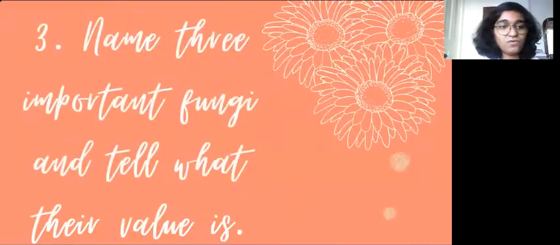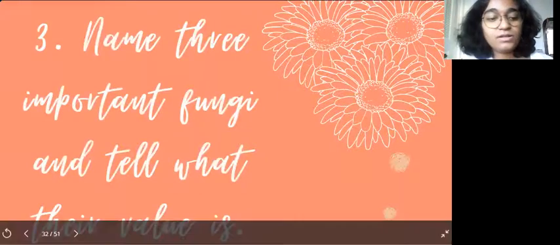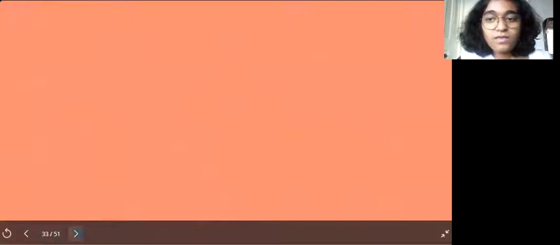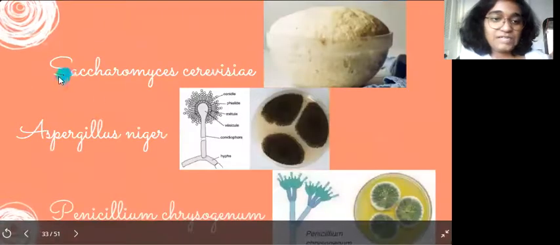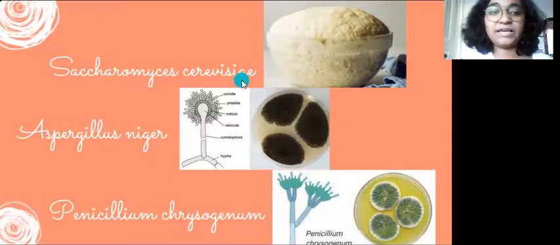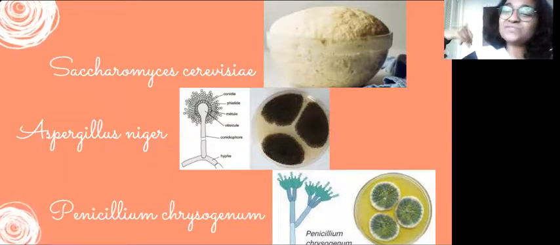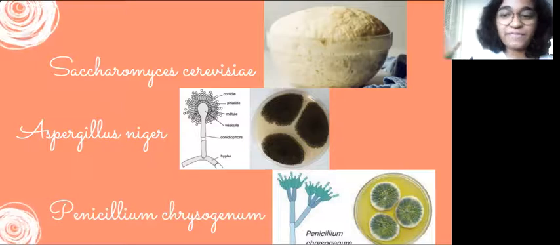Okay, so we have come to the third requirement, where I should name 3 types of fungi and tell what their value is in society or what we use them for. Saccharomyces cerevisiae, like I said, this fungus is used to make baker's yeast. Most of the bakers use yeast to bake their bread.